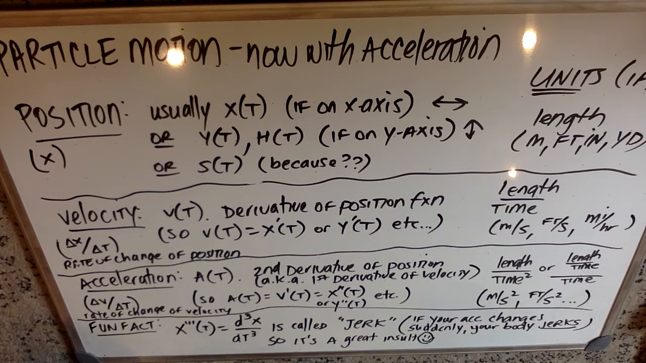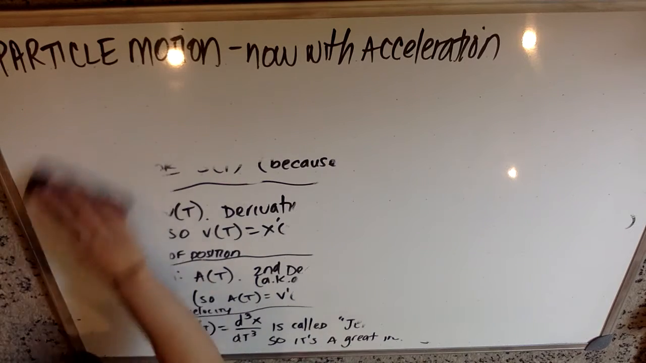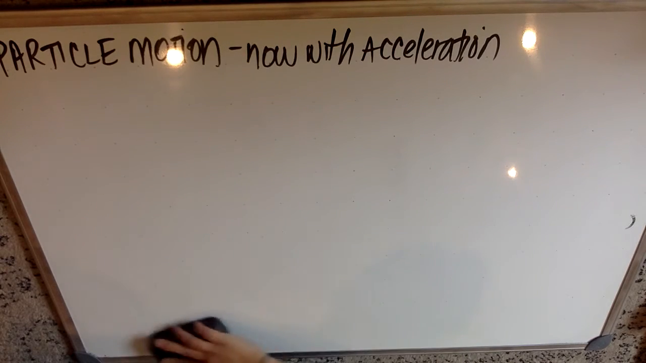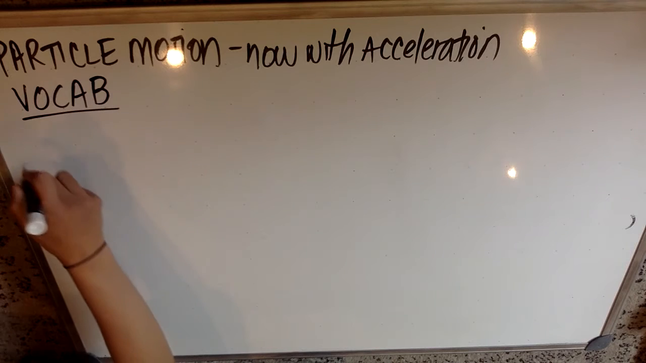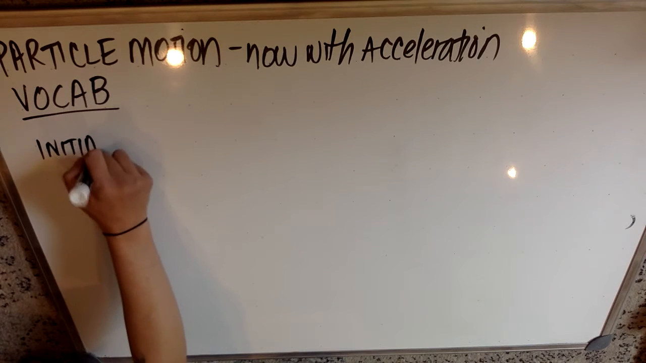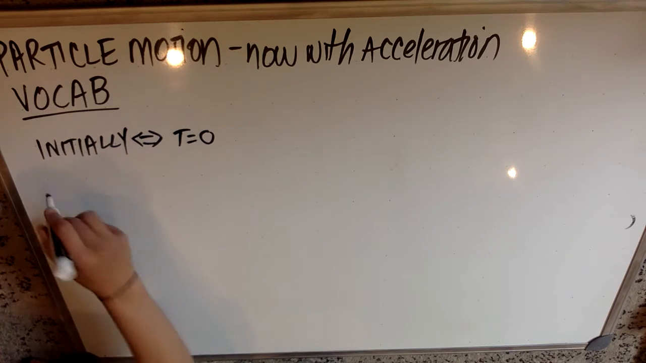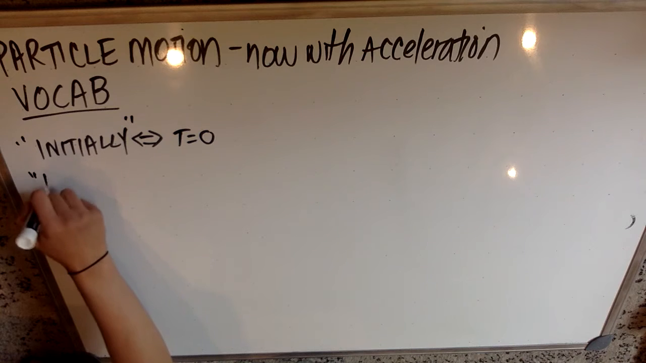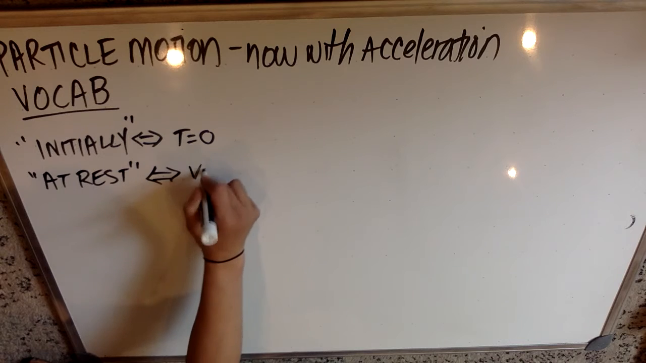Okay, so now that we know a little bit about acceleration, I'm going to add a little bit more to your particle motion vocab, okay? So we already talked about things like at rest, meaning velocity is 0. So here's the vocab we already had, and hopefully you already have note cards for this. The word initially should go with t equals 0. We discussed that when you read the phrase at rest, it should tell you that velocity is equal to 0.